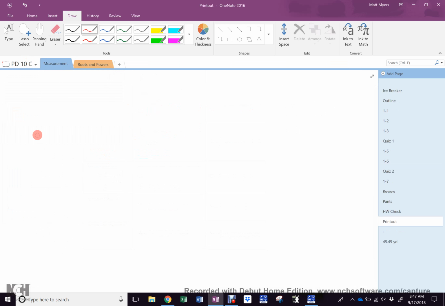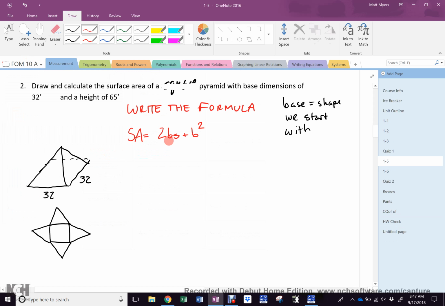Do we have the b? What is it? 32. So I can go 2 times 32 s plus 32 squared. Everybody agree? Everyone's happy with that? I'm about to get to that. Why don't we have an s? Read the question. Tell me why I had to leave s blank. Talk to your neighbor if you need to.